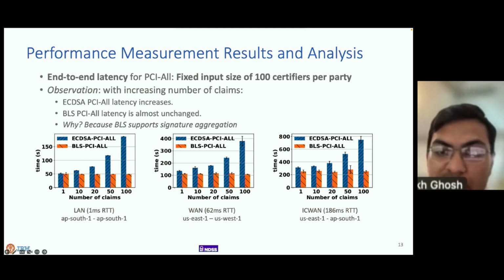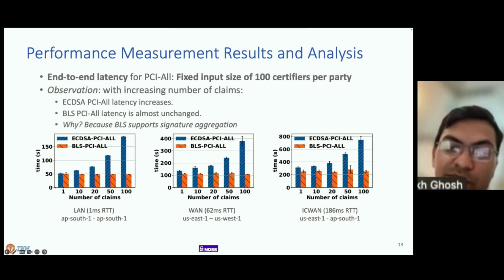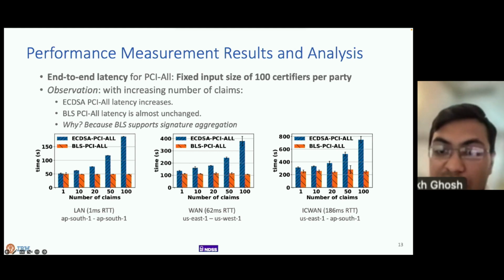This is because ECDSA has to validate each claim certificate from a certifier individually. But with BLS, PCI-All is able to validate the single aggregated signature per certifier. And this validation of aggregated signatures, which is the key optimization, is only possible because of our extension of the MP-SPDZ MPC framework for elliptic curve pairings.